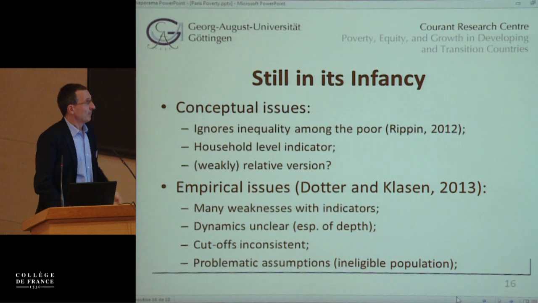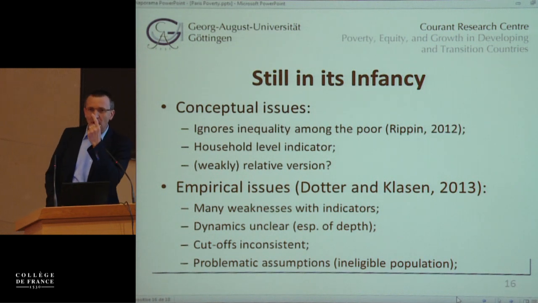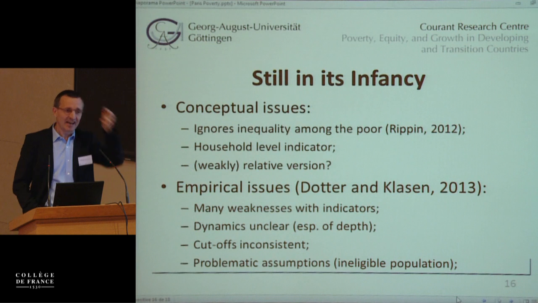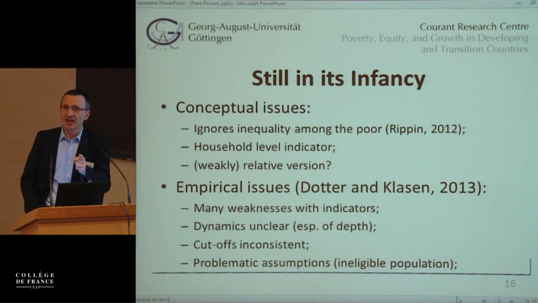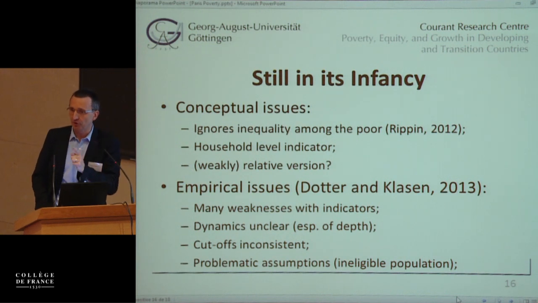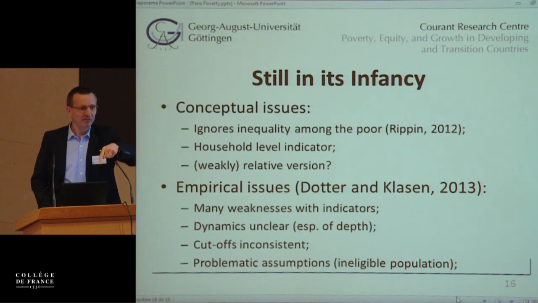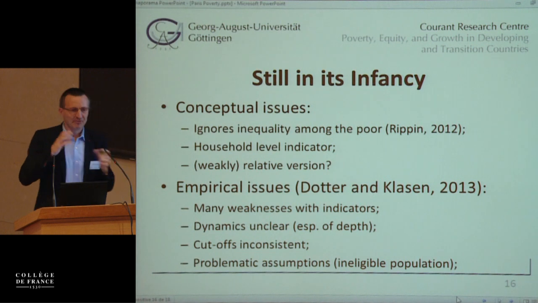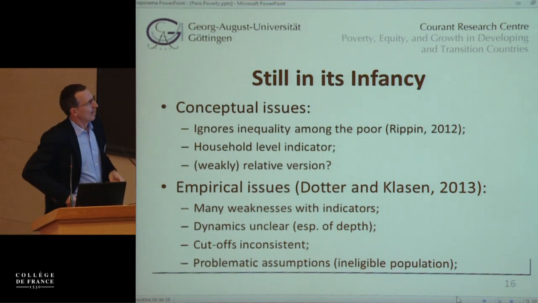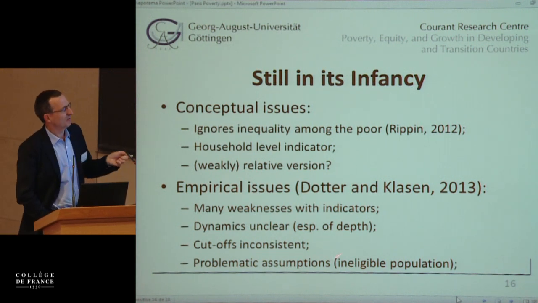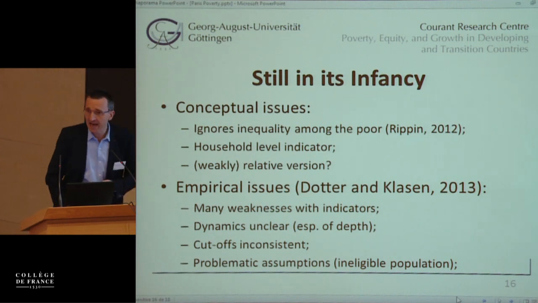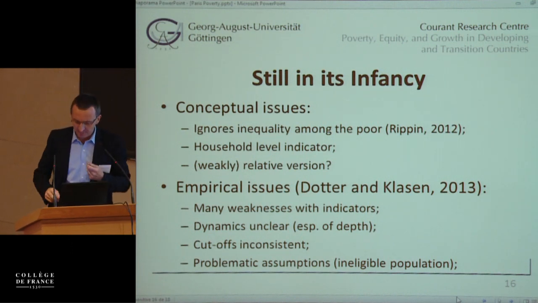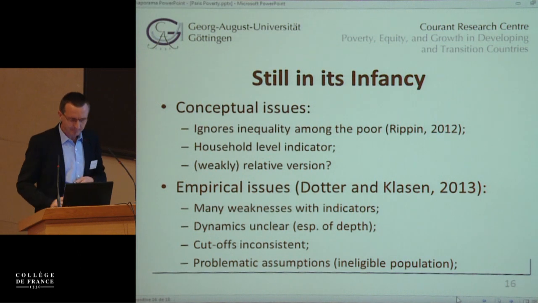One adult having more than 5 years of schooling lifts the entire household out of poverty. One child not going to school at age 6 to 14 throws the entire household into poverty. That seems quite inconsistent. And then there are some problematic assumptions, particularly about those households who don't have, for example, school-age children. And so I think more needs to be done.